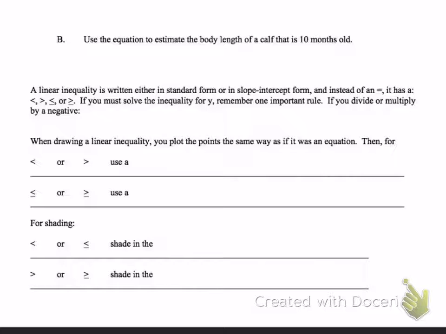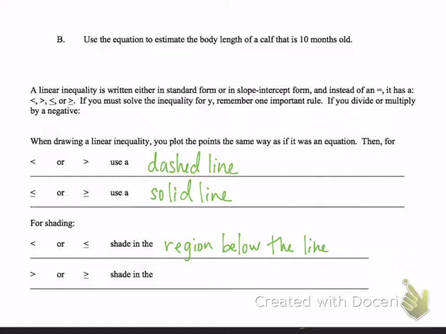So when you are graphing an inequality, if you have a less than or a greater than sign, you're going to use a dashed line. If you have greater than or equal to, less than or equal to, you use a solid line. Then to determine where you shade, if you have less than or equal to, you're going to shade the region below the line, because it is less. Then if you have a greater than or equal to, you shade the region above the line.